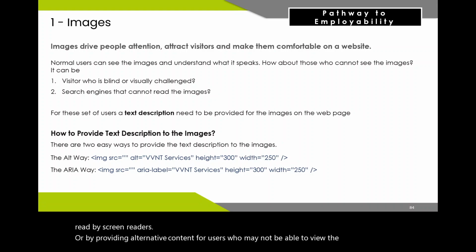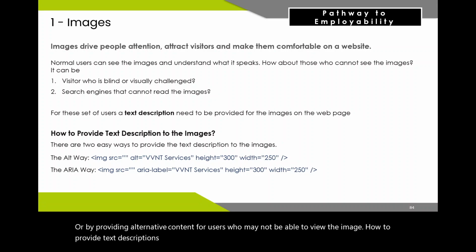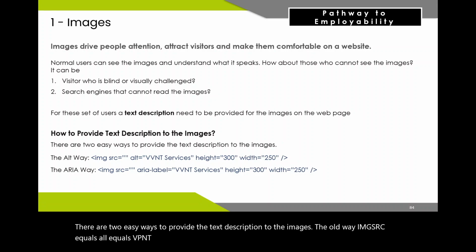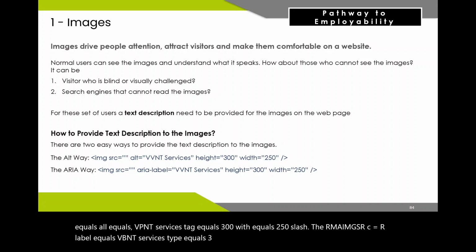How to provide text description to the images? There are two easy ways to provide the text description to the images. The alt way: img src equals, alt equals VVNT services, height equals 300, width equals 250. The aria way: img src equals, aria-label equals VVNT services, height equals 300, width equals 250.